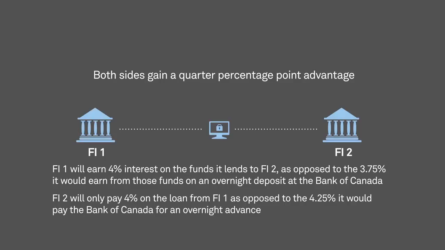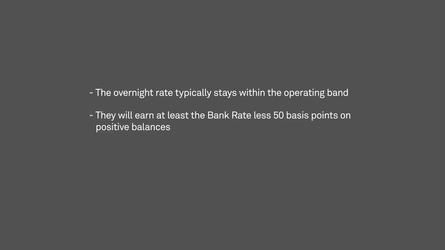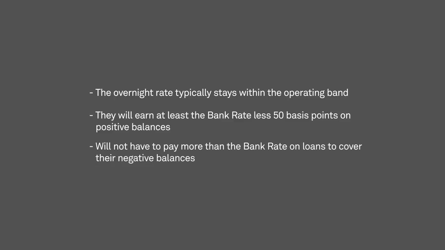The overnight rate typically stays within the operating band, since participants know they will earn at least the bank rate less 50 basis points on positive balances, and that they will not have to pay more than the bank rate on loans to cover their negative balances. Knowing the overnight rate in turn influences the rates that FIs will charge their own customers for short-term loans and mortgages.